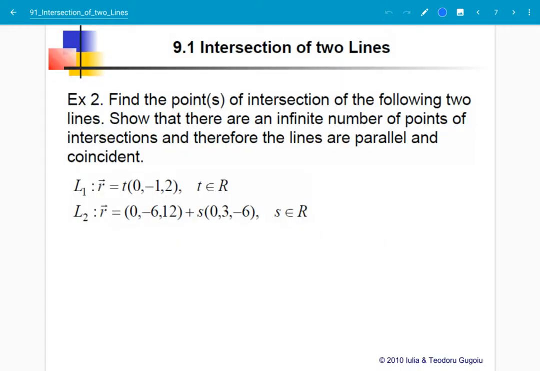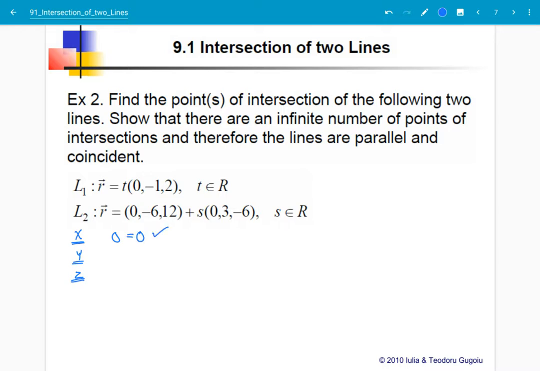intersect. Okay. Find the point of intersection of the following two lines. Show there's an infinite number of points. Okay. The first thing, there's different ways of looking at this. We're doing it the brute force method. So go ahead and set up your components or your parametrics. And I always put line 1 on the left. I have 0, and line 2 on the right, I have 0.